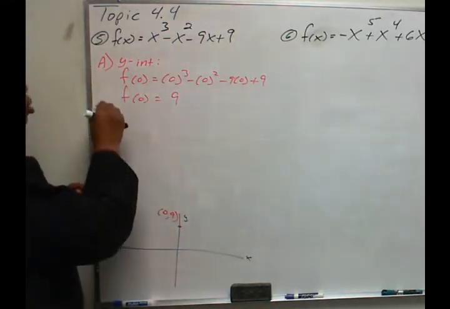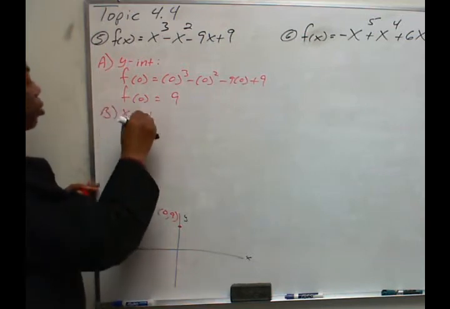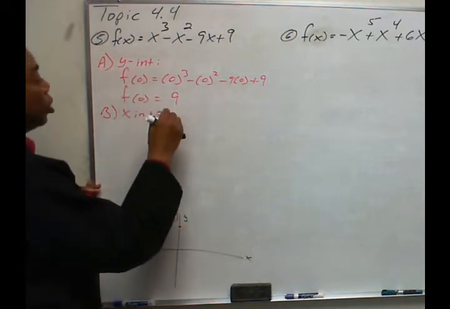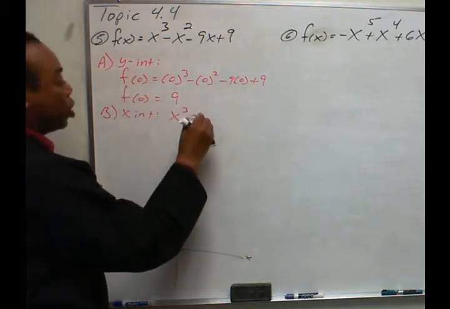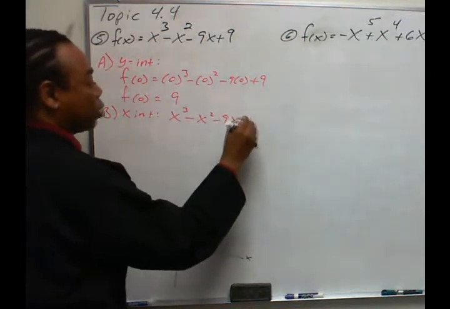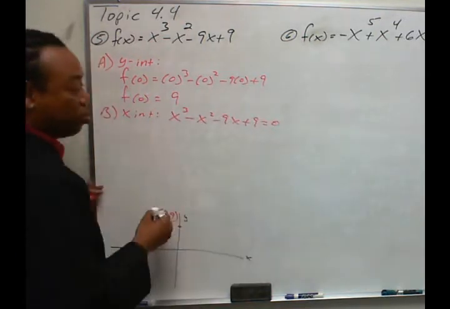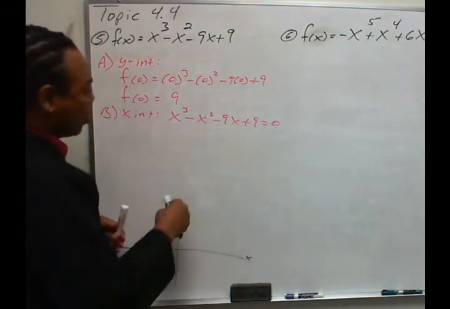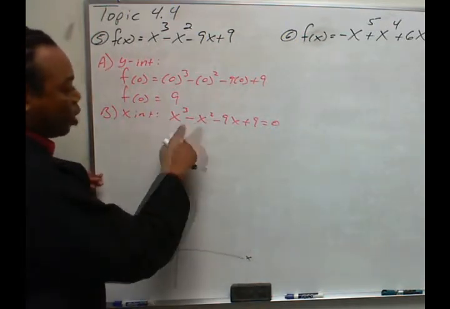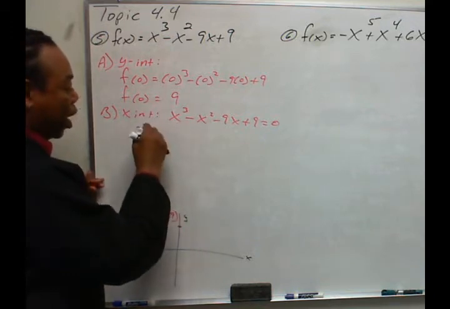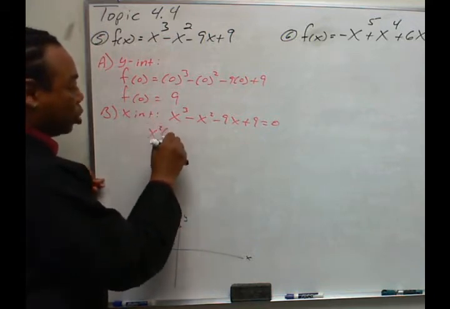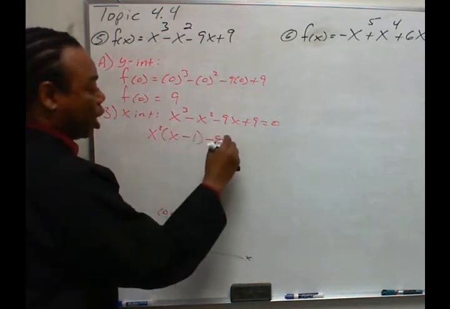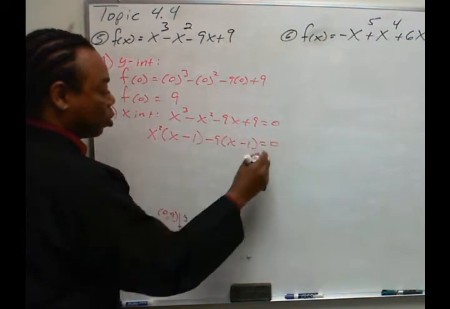Next, the x-intercept. We find the x-intercept by setting the equation x cubed minus x squared minus 9x plus 9 equal to 0, and then solving for x. Okay, we're going to solve by factoring, and I'm going to factor out the greatest common factor out of the first two, so we're doing factoring by groups. So x squared times x minus 1, and factoring out a negative 9 here times x minus 1 equals 0.